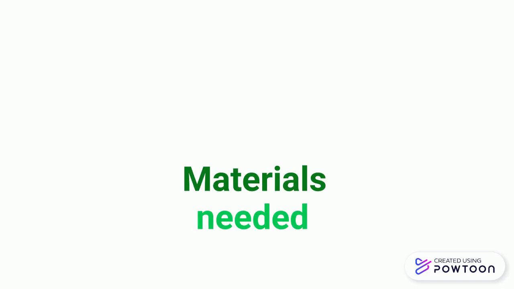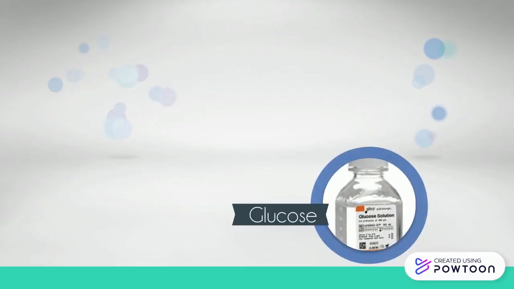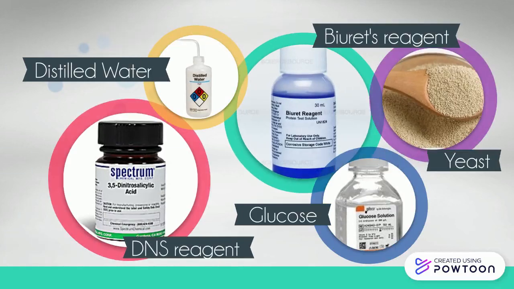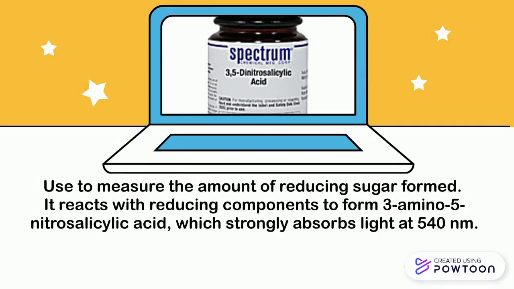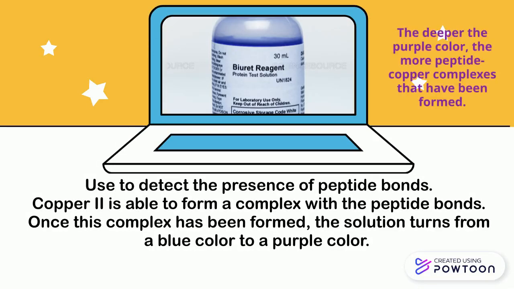Let us look at the materials needed. Glucose, distilled water, DNS reagents, biuret reagents, and yeast. DNS reagent is used to measure the amount of reducing sugar formed in the sample, while biuret reagent is used to detect the presence of peptide bonds in the samples.